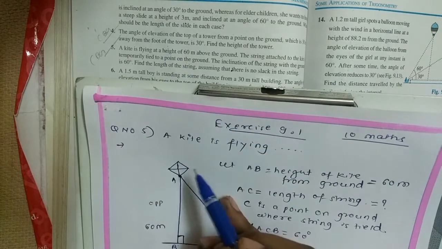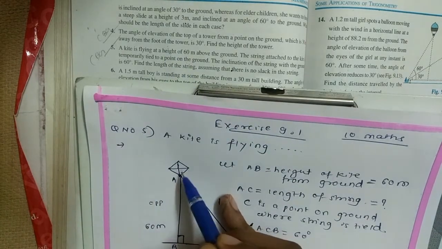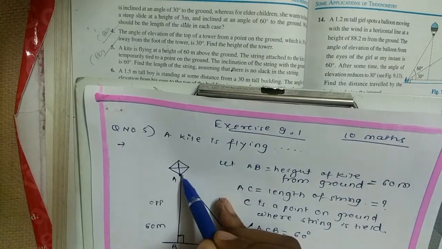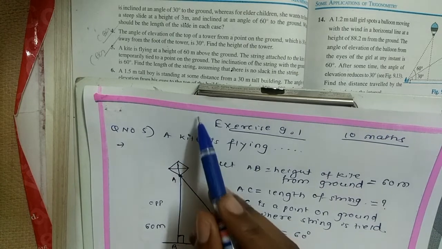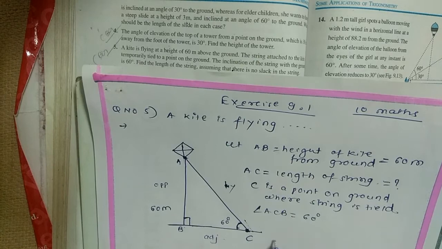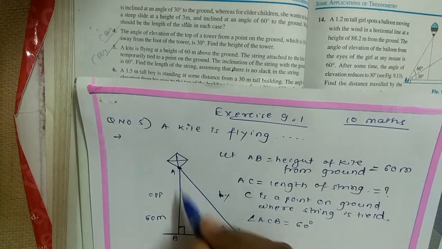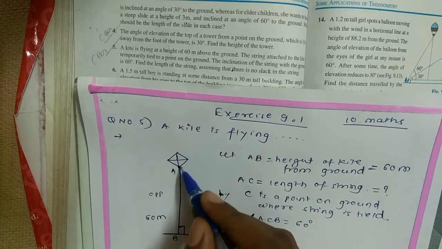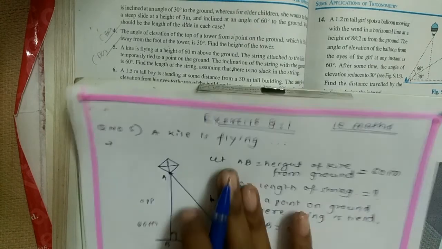So let us consider one kite. This is a kite, isn't it? This kite is flying at a height of 60 meters from the ground. Let us take this as BC with the ground level, and AB is the height of the kite from the ground, that is 60 meters.